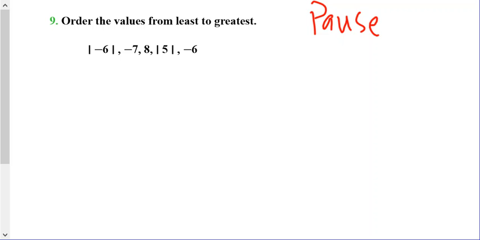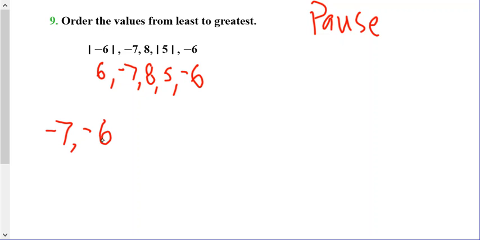Alright, so again, the first thing I'm going to do is get rid of the absolute values. So the absolute value of negative 6 is 6. Then we got negative 7. Then we got 8. The absolute value of 5 is 5. And negative 6. Okay, so now we'll put them in order from least to greatest. So we got negative 7. And then we got negative 6. And then we got 5, 6, and 8.